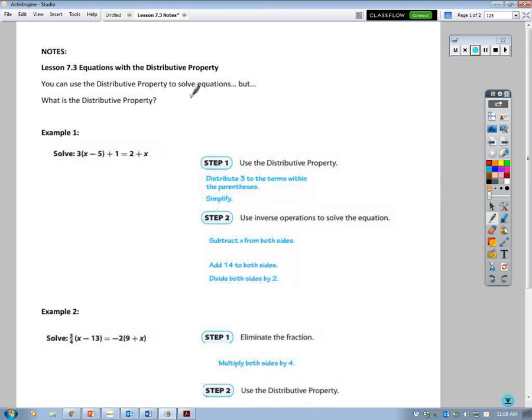Well, we identified it in 7.2 notes as the rule that if you have A times the quantity of B plus C, you can distribute this A to each term inside the parentheses, and it is the same as saying A times B plus A times C. So that is what the distributive property lets you do: it lets you distribute this term inside the parentheses, and it lets you solve. And it is multiplication. When you're distributing, you're multiplying.